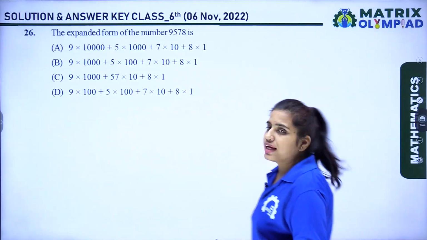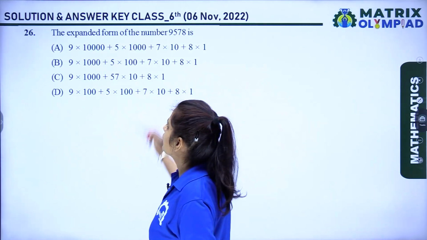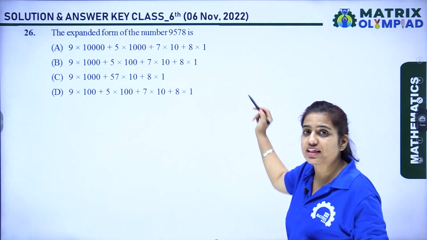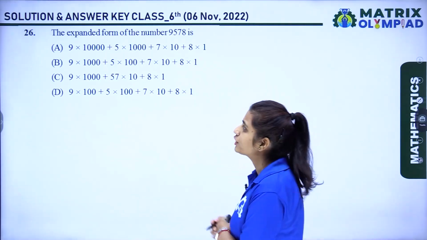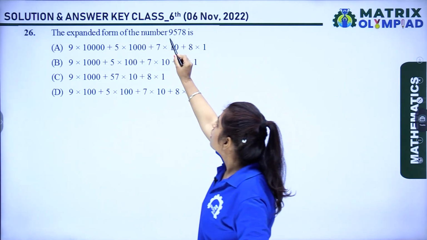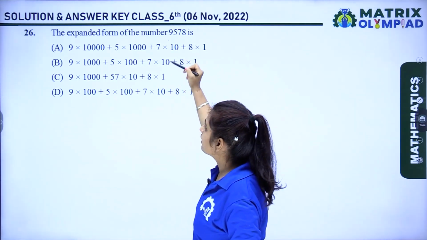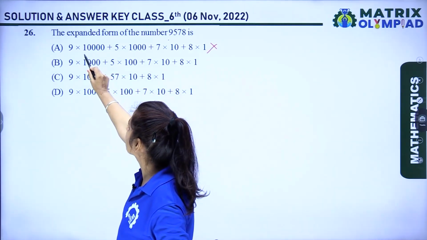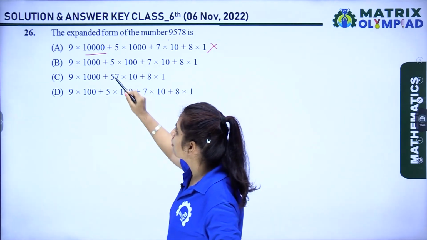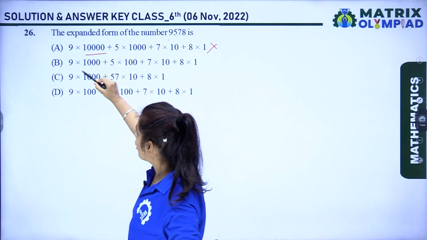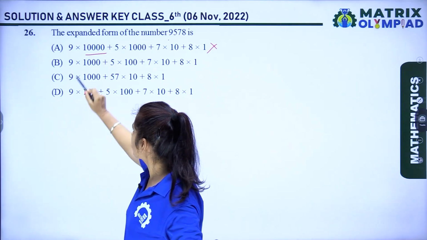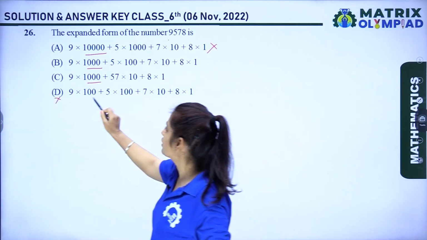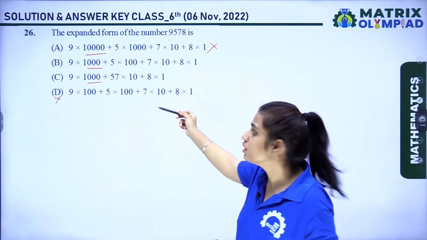Now let's begin with the next question, question number 26. We have to find the expanded form of the number 9578. The first option is incorrect, as it is multiplied by 10,000, so the place value of 9 is incorrect here. Option D is also incorrect, as 9 is on the 100th place according to that option. Now we have to select from options B and C.